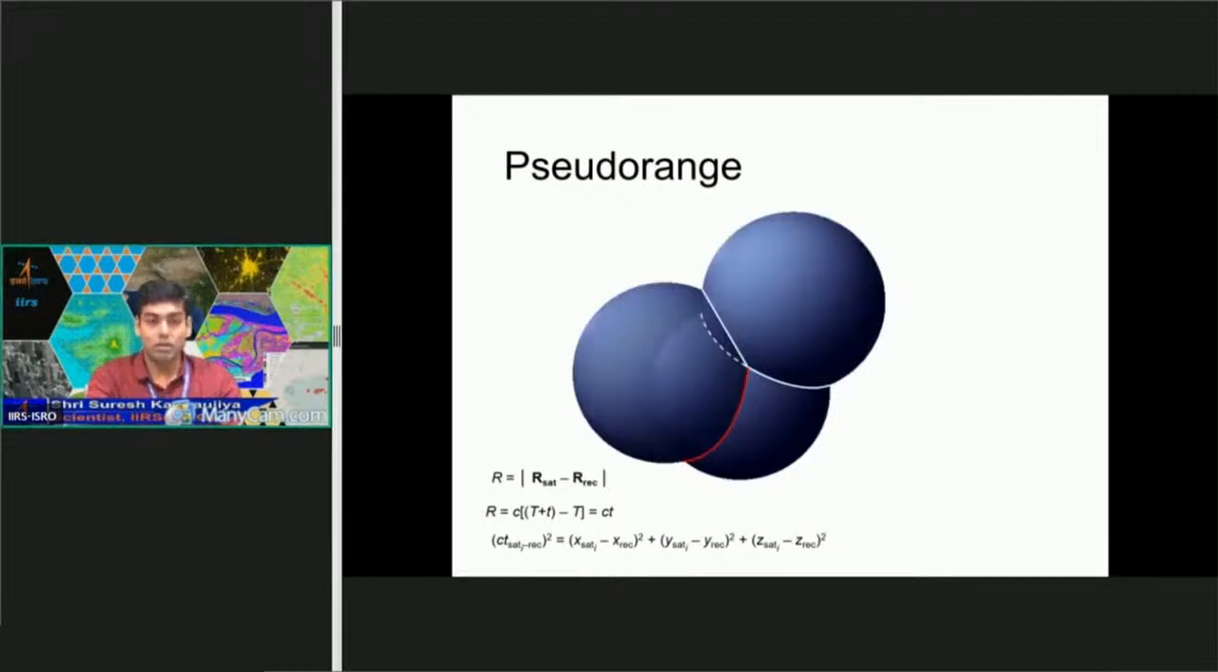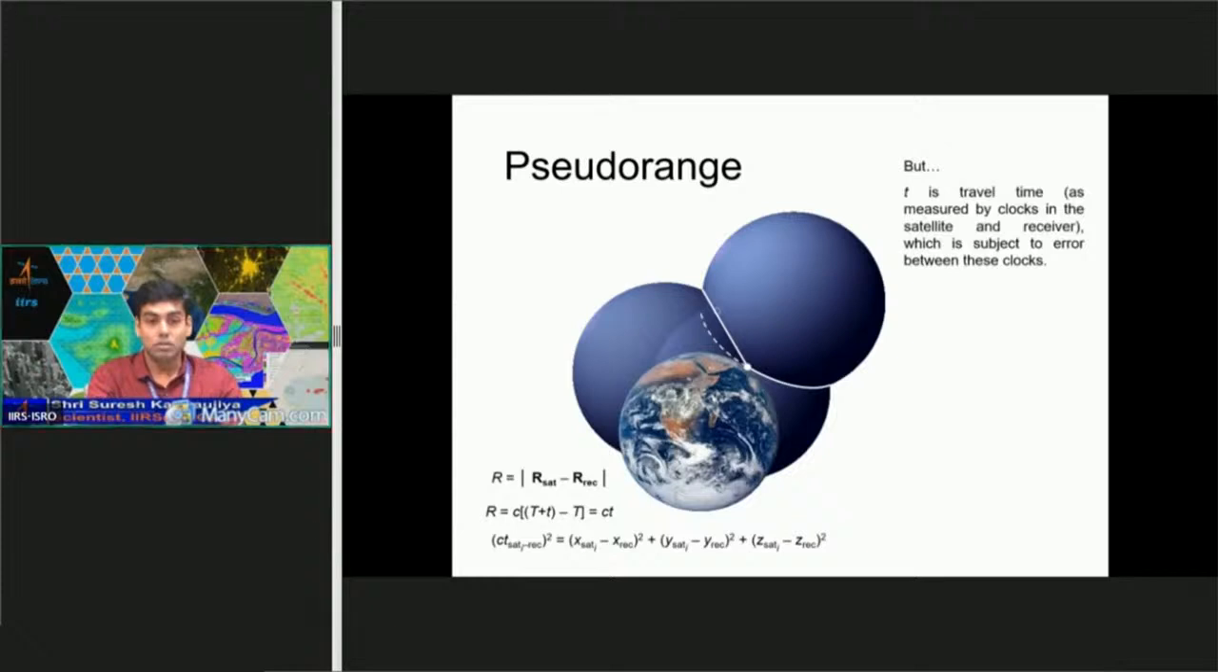We know that we need 3 satellites to estimate the latitude, longitude, and height, which had been covered in the previous lecture. Time delay is the travel time measured by the clock in the satellite and receiver, which is subject to error between these clocks. We know that the satellite uses cesium or rubidium for the clock, and in the receiver, because these are very costly, we use a quartz clock.